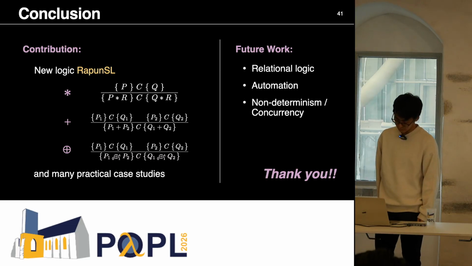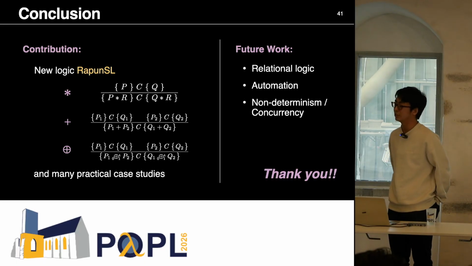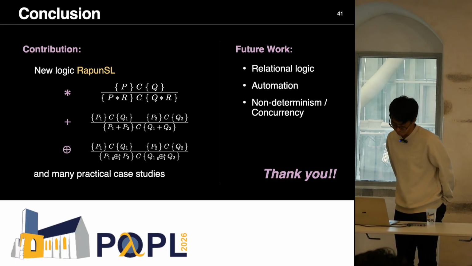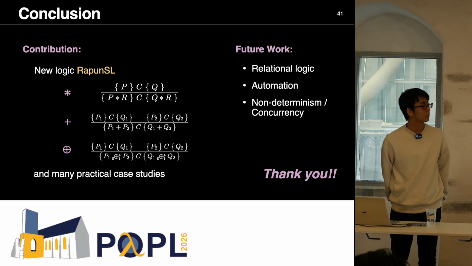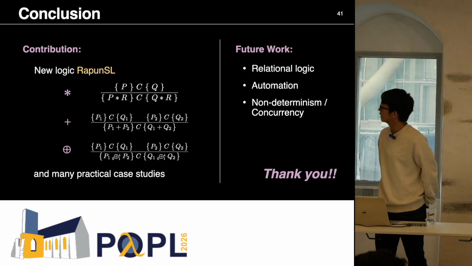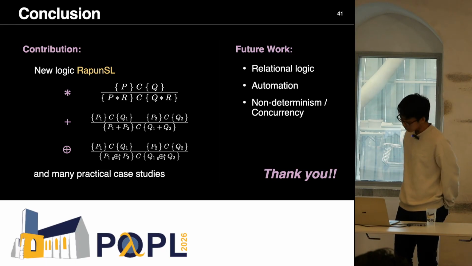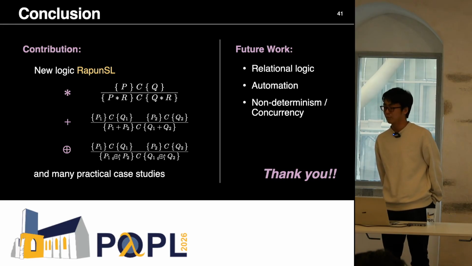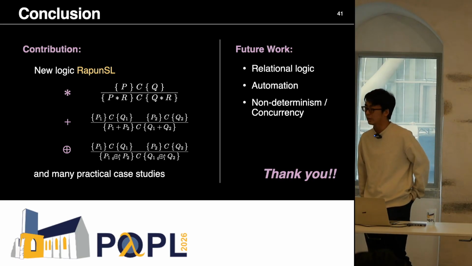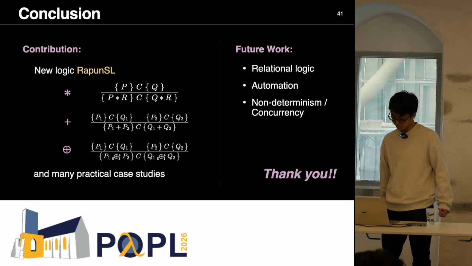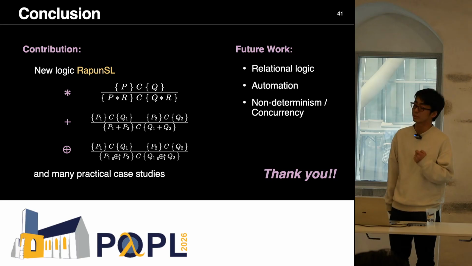Right, so this is the slide for conclusion. In our paper, we have introduced a new logic, which we call RapunSL, and we have separating conjunction, sum, and O+, and corresponding to these three things, we have a locality. And in our paper, we present a lot of practical case studies. As future work, we're considering extending to some relational logic, or we're also interested in automation. And also, I'm personally interested in adding concurrency or non-determinism to it.